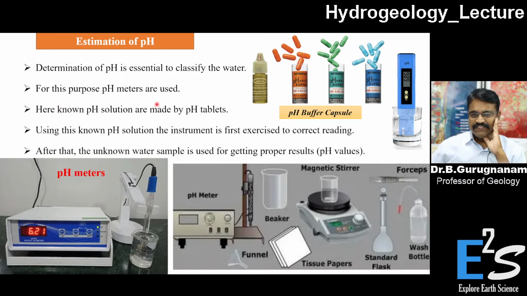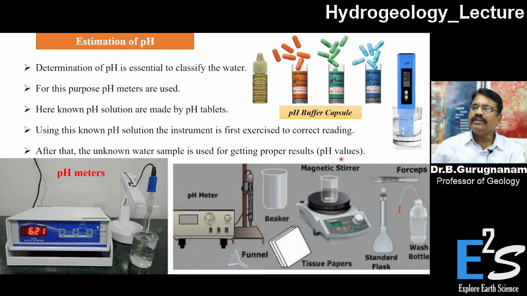For this purpose, pH meters are used. Here is a known pH solution, and these are different pH meters by different vendors. You need all the other equipment like tissue paper, beaker, standard flask, wash bottle, forceps, magnetic stirrer. All these are basic equipment for chemical studies. Using this known pH solution, the instrument is first calibrated to correct the reading. After that, the unknown water sample is used to get proper results.